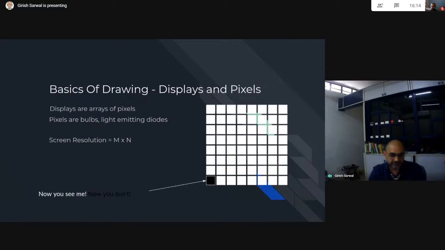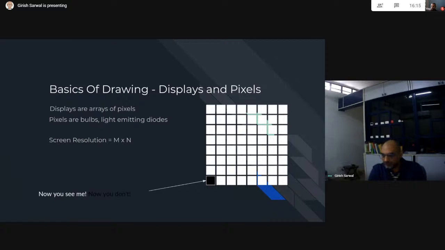So the bottom line here is that when you look at a display, I like to think that you're staring at an array of bulbs, and our job really is to ensure that we turn these bulbs on or off. So for instance, if you look at the bottom left pixel in this slide, all the pixels are on, and there is only one pixel which is colored black, which is off. So essentially what you see is a square with one corner that's not lighted up.